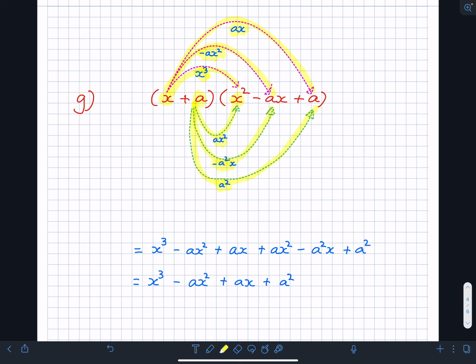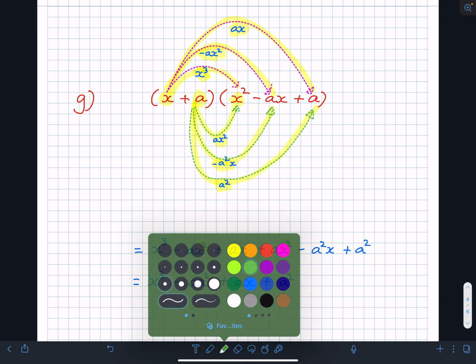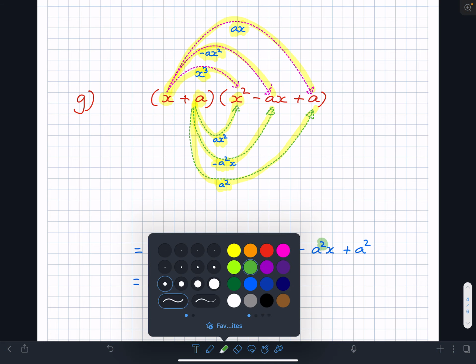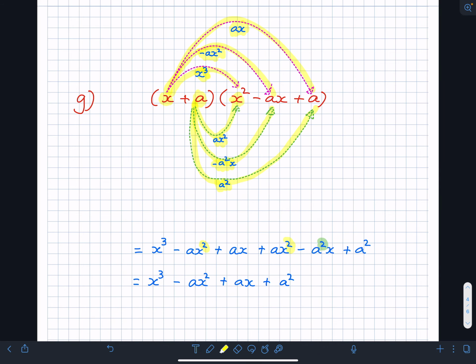So we need to collect like terms. So we've got only one of them there, x to the power of 3. Let's have a look at our powers of 2. I'm going to just highlight in different colours here. Okay. In our yellow, we've got the x's to the power of 2. So these are like terms. So we've got a's to the power of 1 and x's to the power of 2.